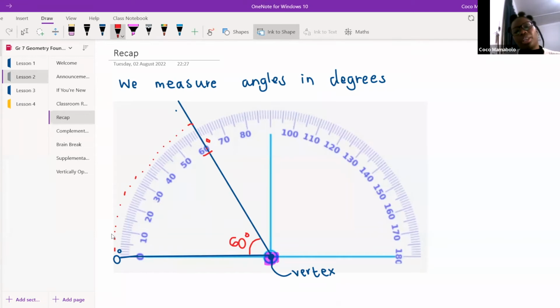Remember, someone named Ndlovu says compass. Compasses are used to draw circles, and that's not what we're doing here. We are drawing lines, and we're drawing them from the same vertex, and we're creating angles. So what you need is a ruler and a protractor.